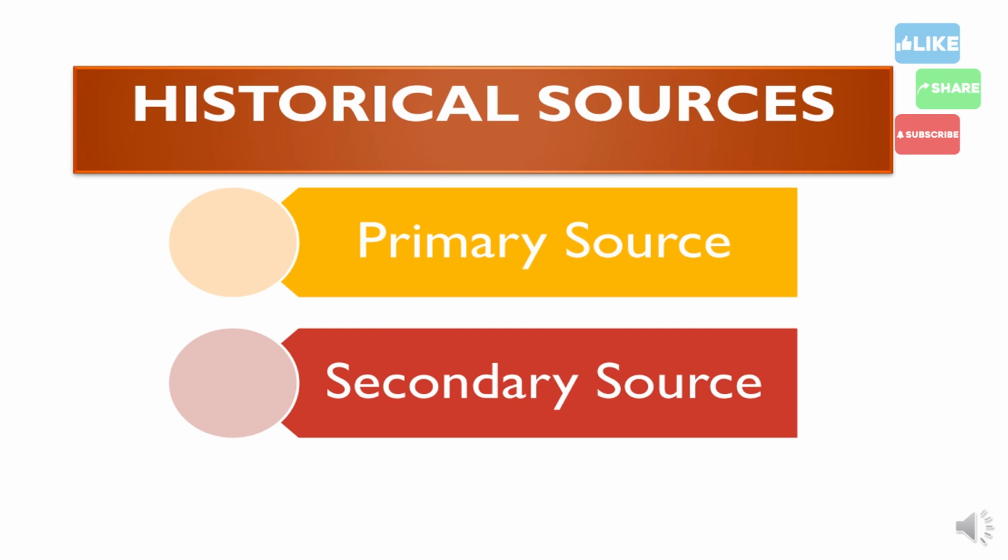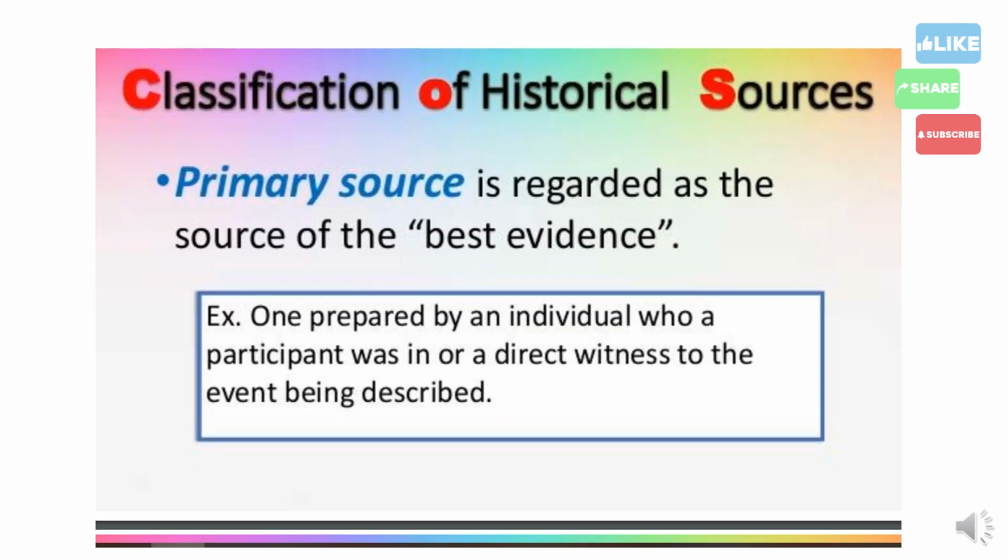There are historical sources. The first is the primary source, the second is the secondary source. For the classification of historical sources, we will discuss the primary source first. A primary source is regarded as the source of the best evidence. Examples include one prepared by an individual who was a participant in or a direct witness to the event being described. This is called a primary source.